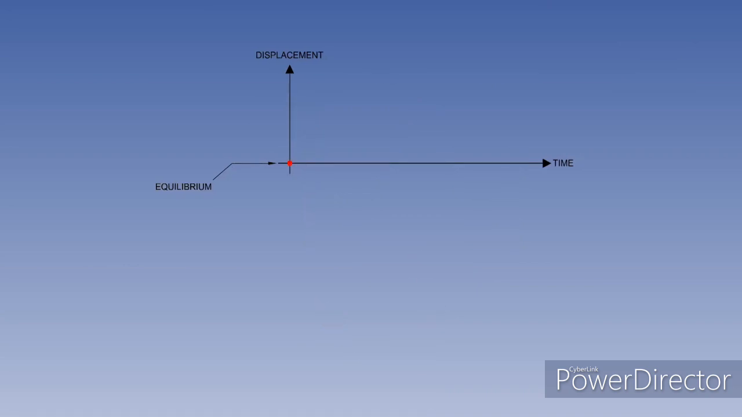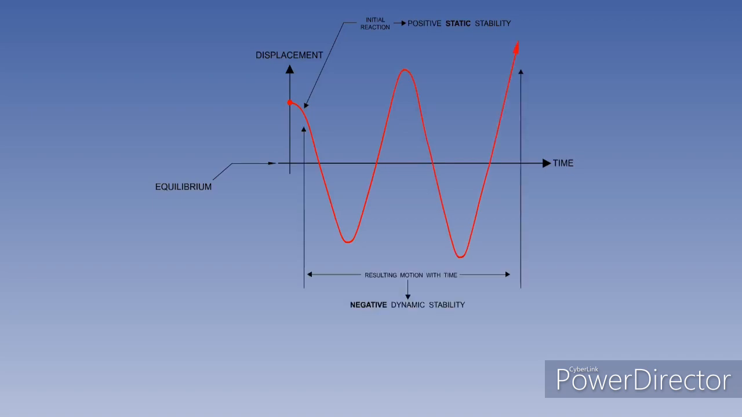The final type of dynamic stability is called divergent oscillation. The red dot is displaced from equilibrium, and when the disturbing force is removed, the initial reaction is to start back towards equilibrium. This illustrates positive static stability. But over a period of time, the dot continues to oscillate through equilibrium with an increase in displacement. This illustrates negative dynamic stability. We have positive static and negative dynamic stability.